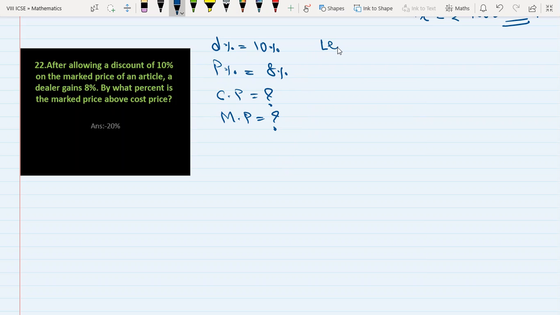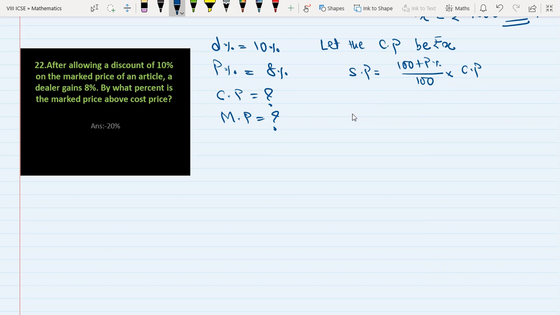So first statement would be: let the cost price be rupees X. In terms of X, if we are able to find the mark price, then we can definitely tell by what percent the mark price is above the cost price. Now, profit percent is 8%. So I'm going to use this formula: selling price is equal to 100 plus profit percent upon 100 multiplied by cost price.